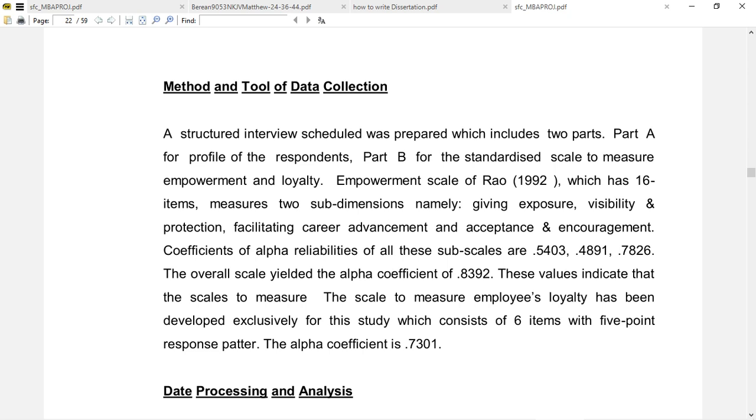Methods and tool of data collection: I've used the interview method, and the tool includes an interview schedule. Then it has multiple parts, part A and B. Part A is profile, part B includes the empowerment scale developed by one author named Rao in the year 1962. So I've adopted somebody's scale, and then I've developed a scale to measure organizational loyalty exclusively for this study. I have developed it.